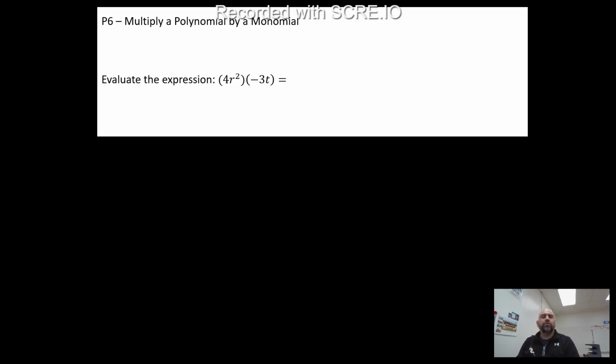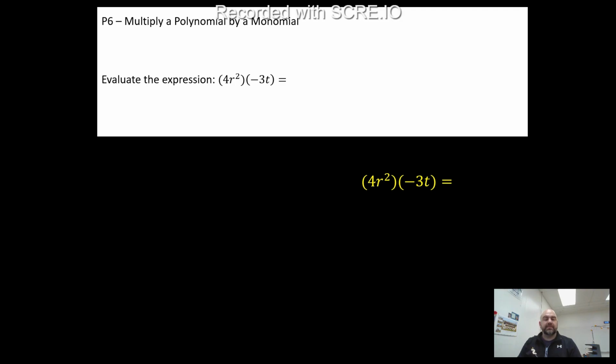All right, I'm going to take you through an example of multiplying two terms together that have a few different things going on that we have to watch out for when it comes to multiplying terms together. This one incorporates almost everything that we're going to deal with when it comes to multiplying two terms together. Our question here is 4r squared times negative 3t.